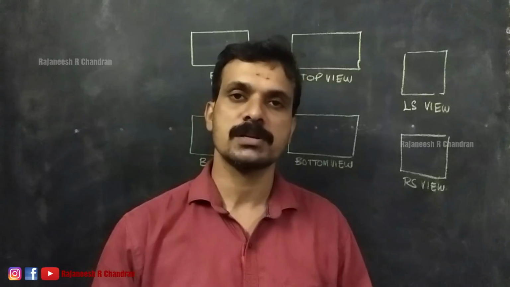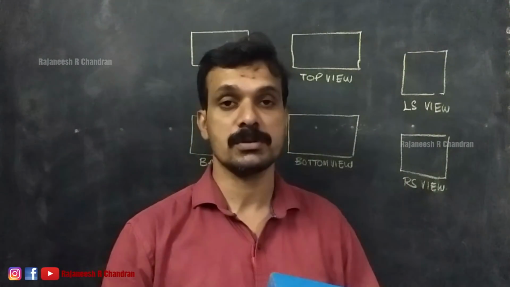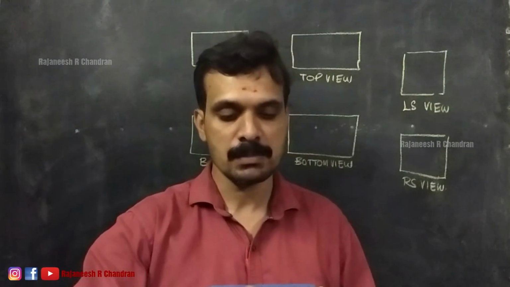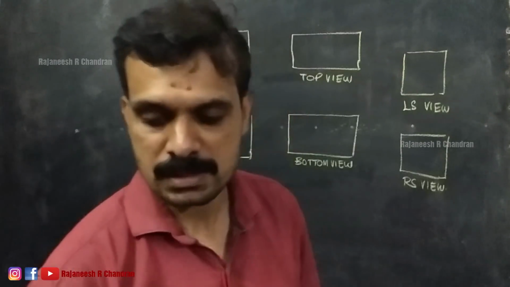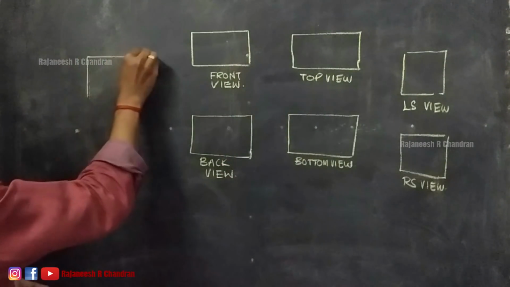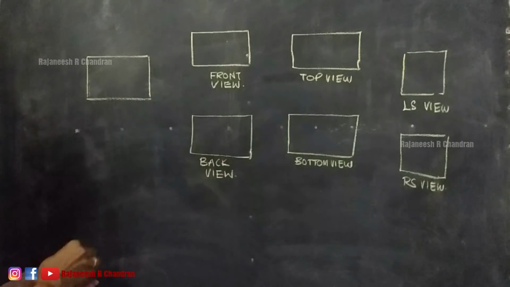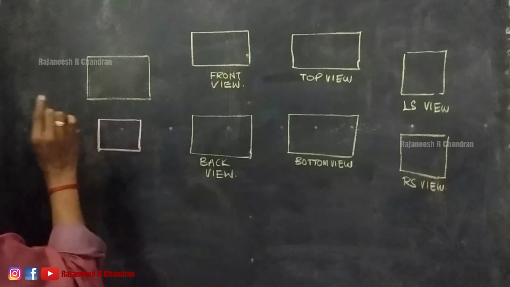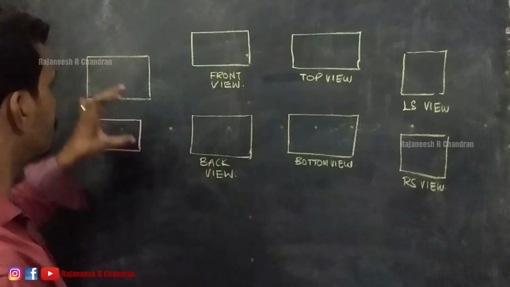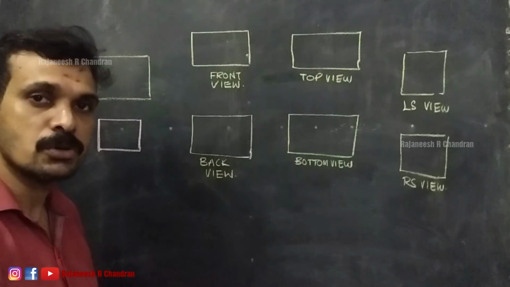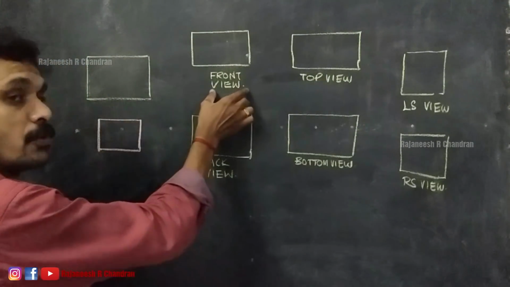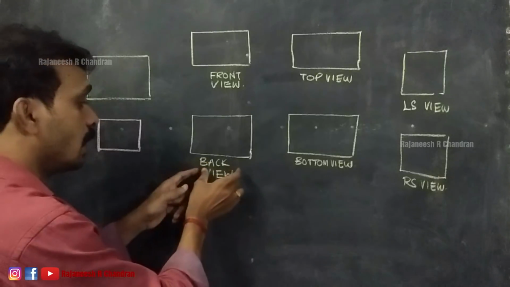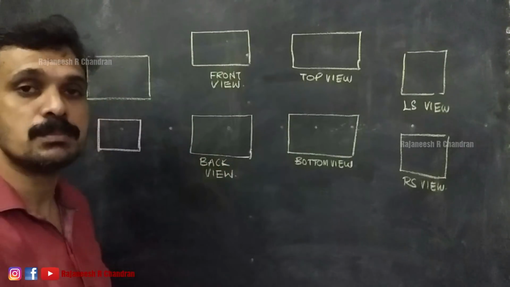So when the observer is observing from its front, there will be a rectangle. Similarly, when he is observing from the back, there will be another rectangle, but of a different size. That means the front view can be drawn like this, with a small difference in size. The back view can be drawn like this. Clear? So this is the front view and this is the back view. So when we draw the front view, we have to write it as a front view, and when we draw the back view, we have to write it as a back view.